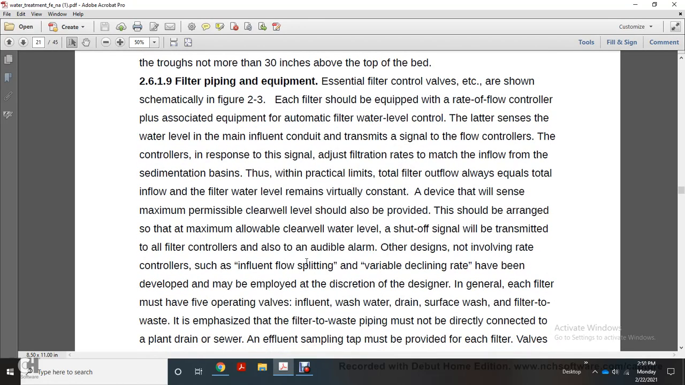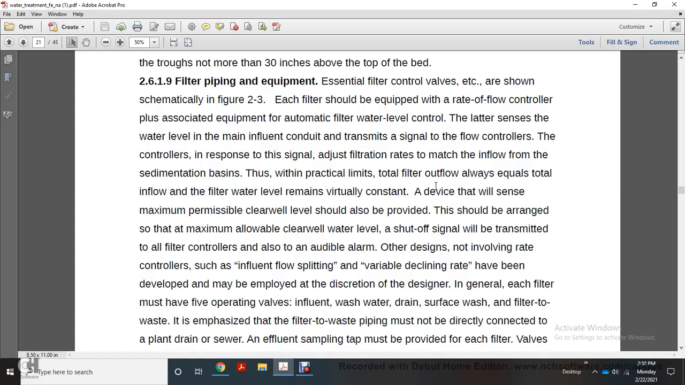Filter controls and piping equipment. Essential filter controls are shown schematically in Figure 2.3. Each filter should be equipped with a rate of flow controller plus associated equipment. Automatic filter water level control is sensitive to the water level. The main influent conduit transmits a signal for flow control. The controller will respond with a signal adjusting the filtration rate to match inflow from the sedimentation basin, so that the total filter outflow is always equal to the total inflow.